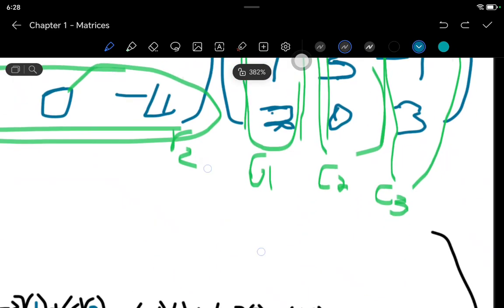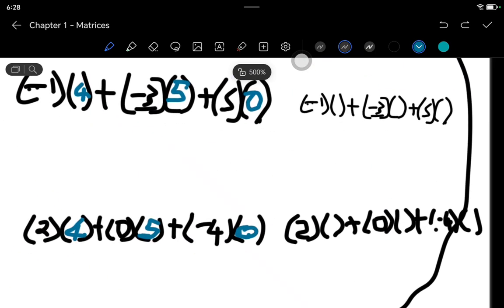The third column is 0, minus 1, 3. So that is 3, minus 1, 0. We see it right now.